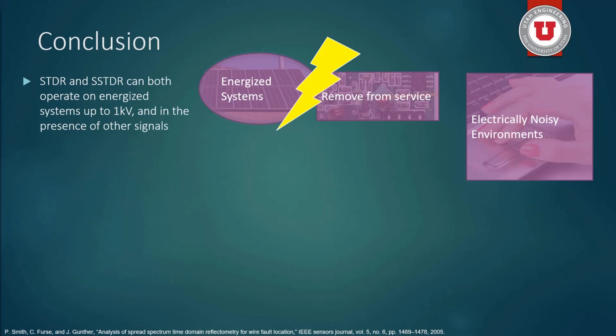In conclusion, both the STDR and SSTDR measurements can be performed on live electrical systems up to 1 kV and in the presence of data or control signals without interference. This eliminates the need to remove the device under test from the system or from service.